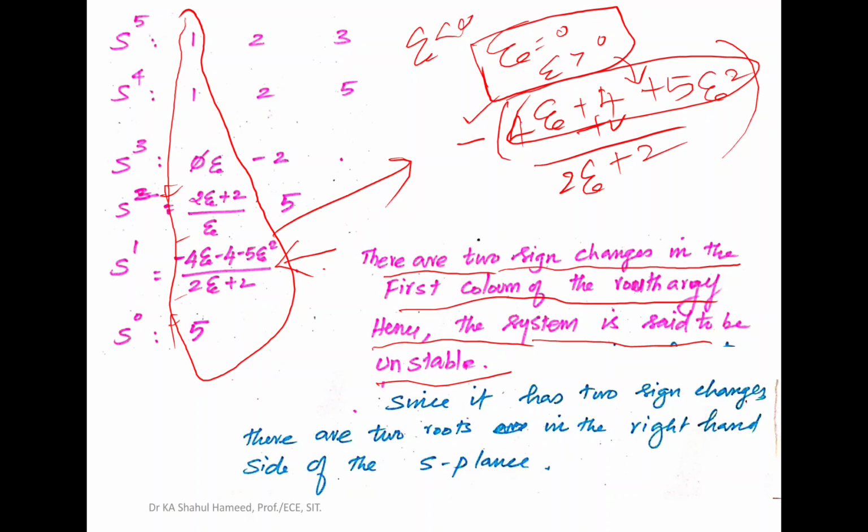Here there are two sign changes. Because of that, we can say that there are two poles on the right hand side of the S plane. That is, there are two roots in the right hand side of the S plane, because there are two sign changes. Hence we can conclude that there will be two roots in the right hand side of the S plane. So the system is unstable, as well as there are two roots in the right hand side of the S plane. Thank you.